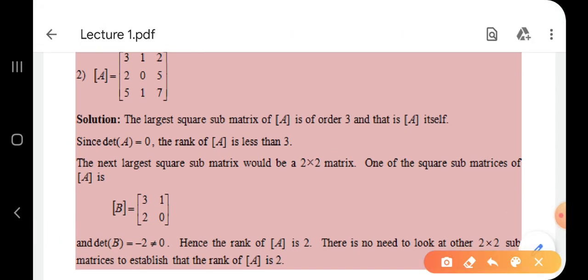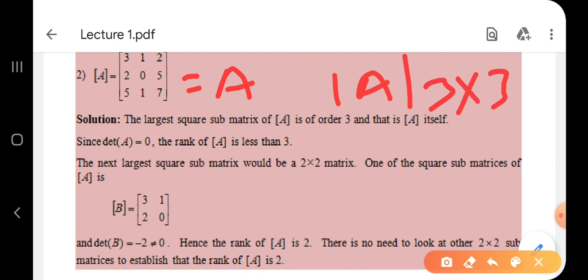So here, this is our matrix A: 3 1 2, 2 0 5, 5 1 7. Now if you check the determinant of order 3 by 3, that is the exercise for you, you will get the determinant of matrix A is 0. Meaning the determinant is equal to 0, therefore the rank of this matrix is not equal to 3. So what are the possibilities of rank? Rank is not equal to 3, so 3 is not the rank.